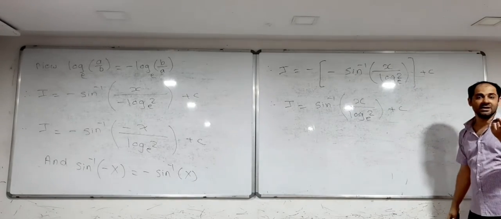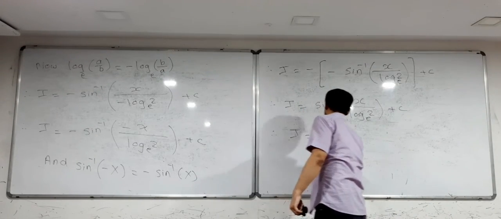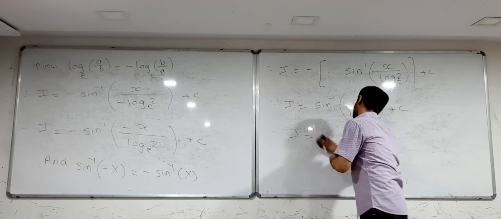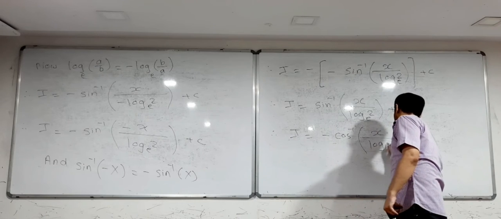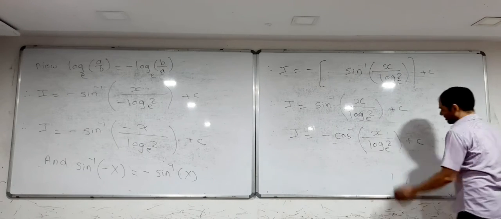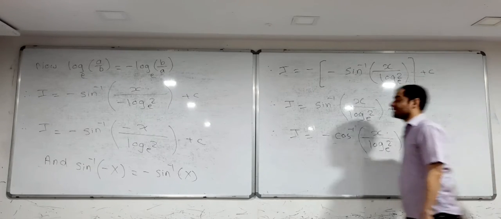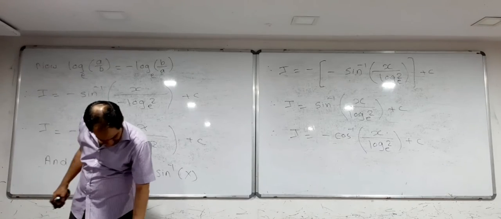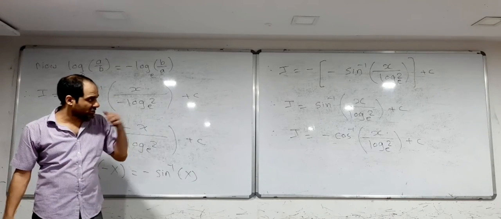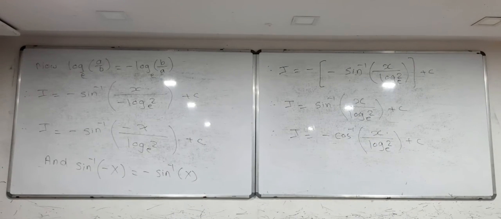The answer can also be written with cos inverse of x upon log 2, replacing sin inverse with minus cos inverse, because sin inverse plus cos inverse is pi by 2. So it is minus of cos inverse of x upon log 2 plus c. You don't have to bother about c dash and all that stuff, where you would write pi by 2 plus c. So these two are the answers: sin inverse of x upon log 2 plus c, or minus cos inverse of x upon log 2 plus c. Just one minute, let me see if I can solve one more question.